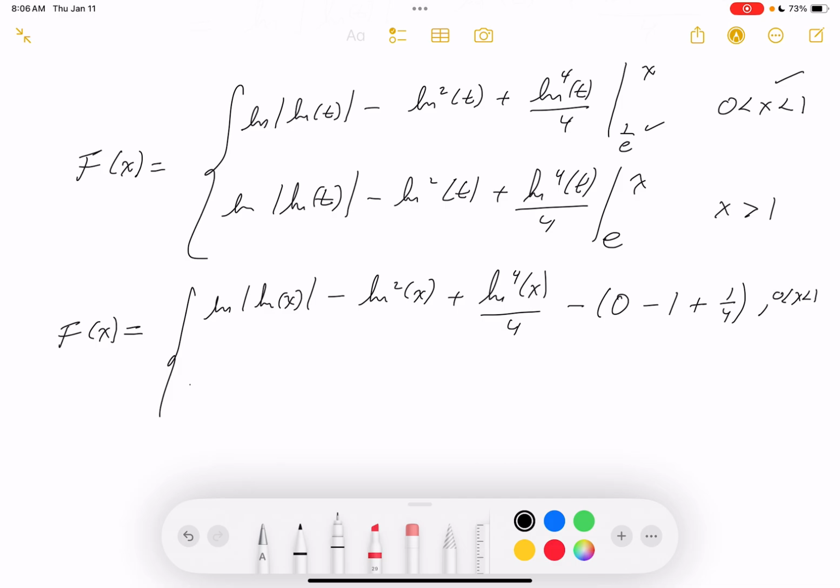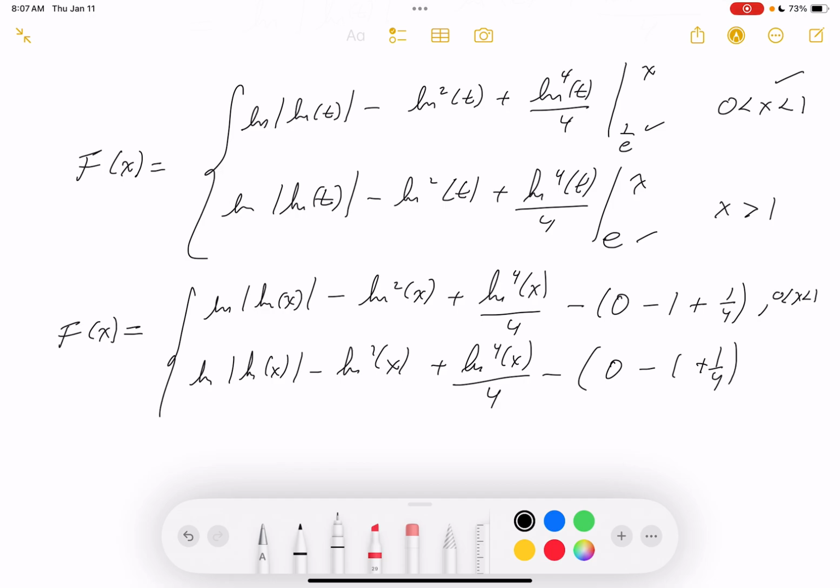Let's do the other one. Almost like the same thing, isn't it? Natural log, absolute value, this, its upper limit, minus this, the evaluation part over here. We're doing the e now. So natural log of e again is going to be 1. The natural log of 1 is going to be 0. We're still going to get minus 1 over here. We're still going to get 1/4 over here. And this is going to be true when x is greater than 1.